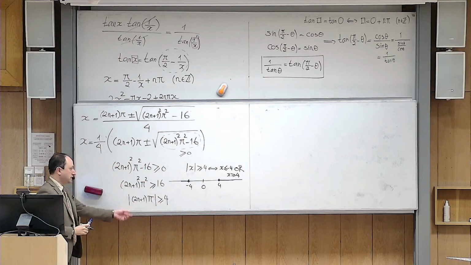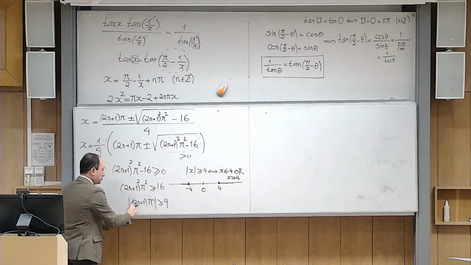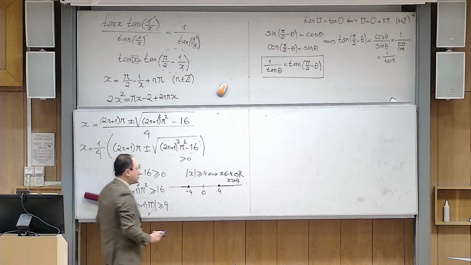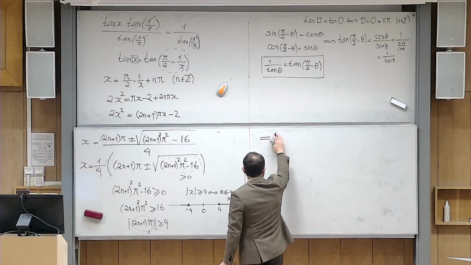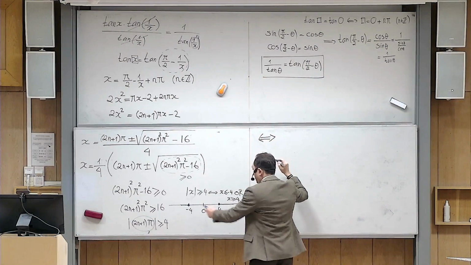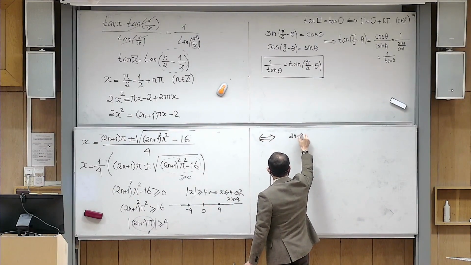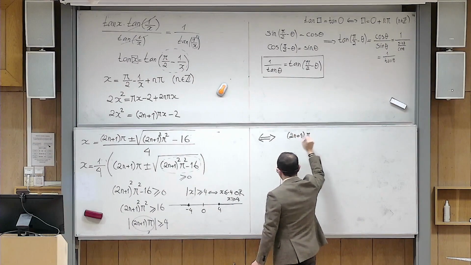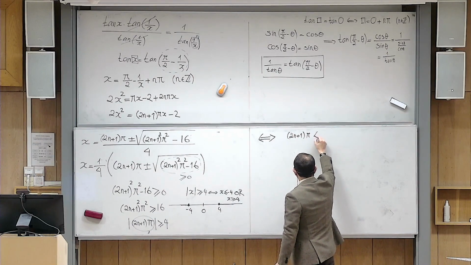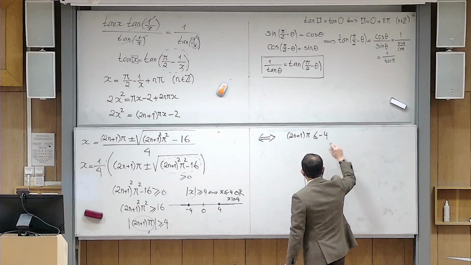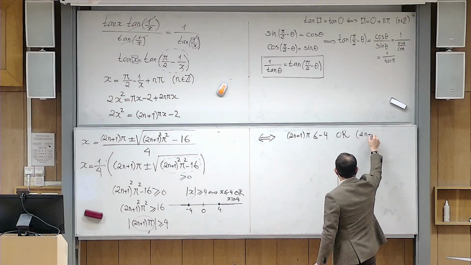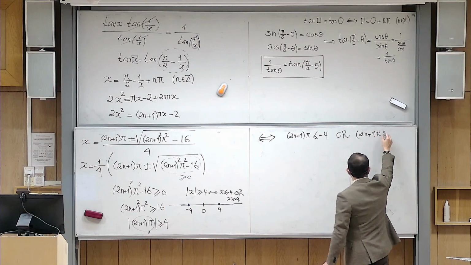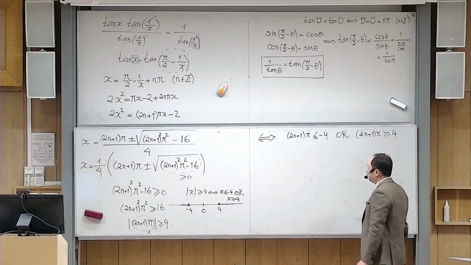Okay? So I will do the same thing here. I will give the role of x to this. So this means that this inequality in its turn is equivalent to saying that (2n plus 1) pi is less than or equal to minus 4, or (2n plus 1) pi is greater than or equal to 4.